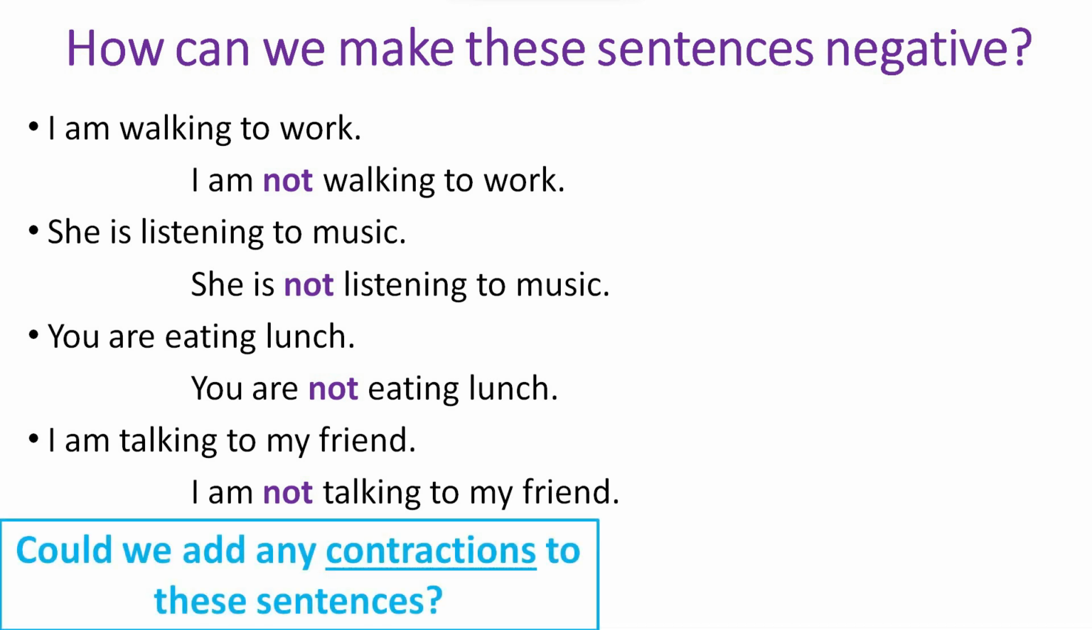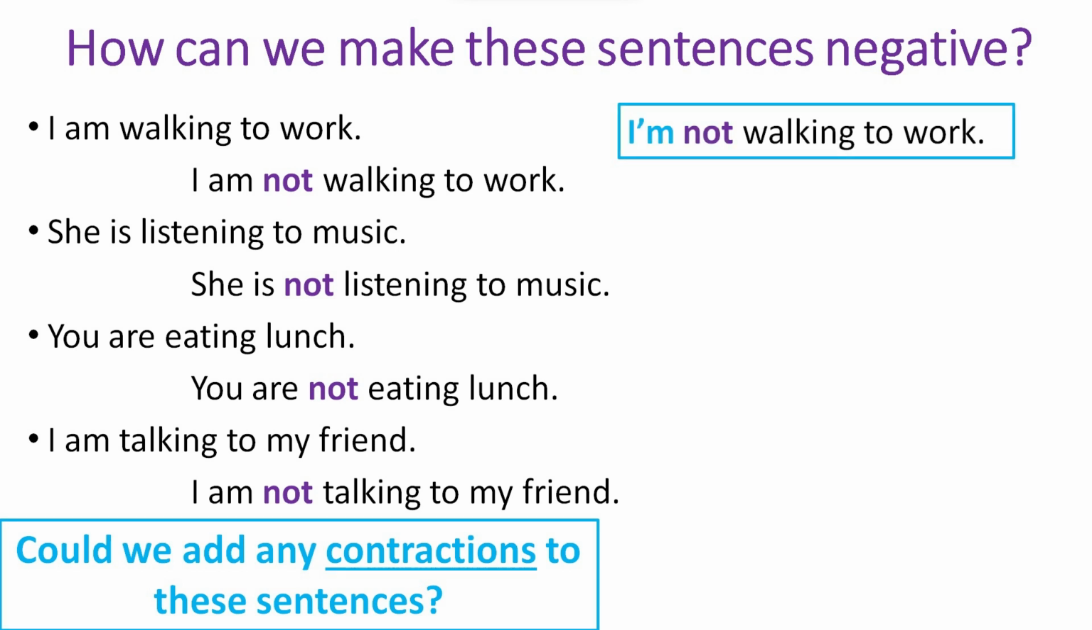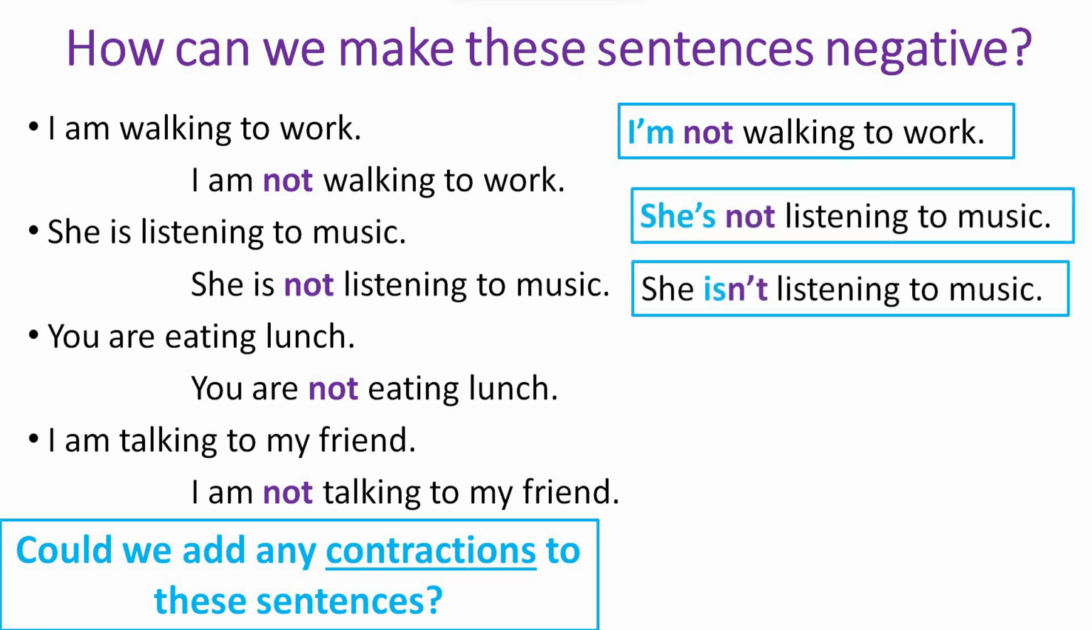Could we add any contractions to these negative sentences to improve our fluency? In the first sentence, we could push I and am together to make I'm not walking to work. In the second sentence, we have two choices. We could push she and is together to make she's not listening to music, or we could push is and not together to make she isn't listening to music. We can only choose one of these options.